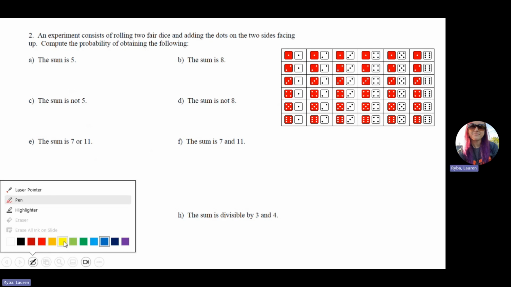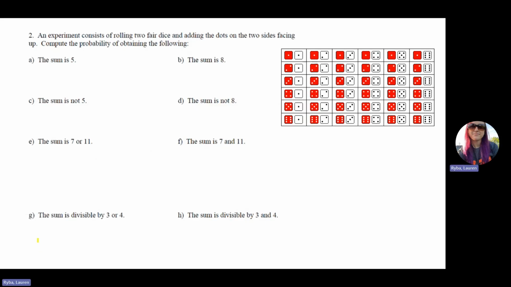So our first one here, going to my highlighter, says the sum is 5. In the 2 dice table, every sum is found along a diagonal. So here's the sum of 2. This next diagonal is the sum of 3, then the sum of 4, then the sum of 5. 4 plus 1, 3 plus 2, 2 plus 3, 1 plus 4. So I've highlighted 4 of my options.